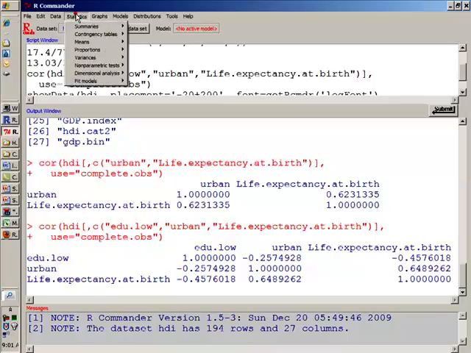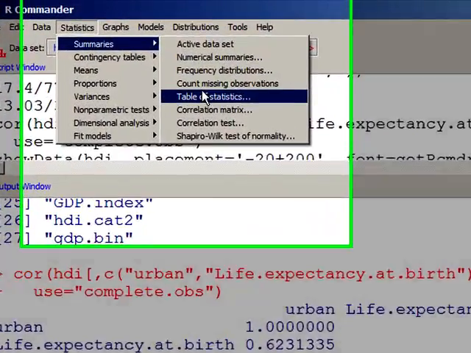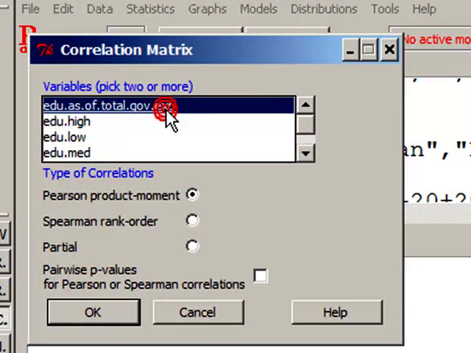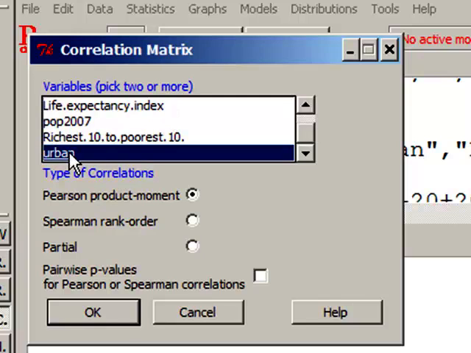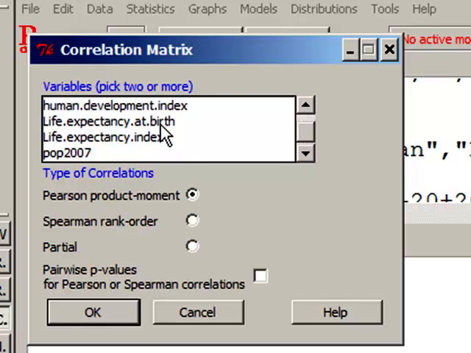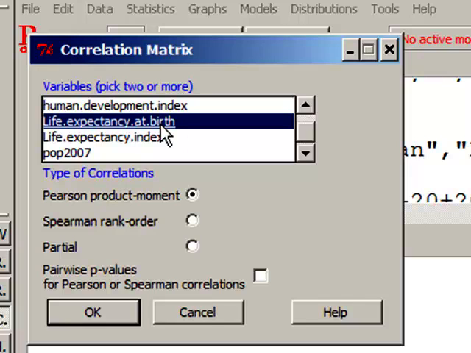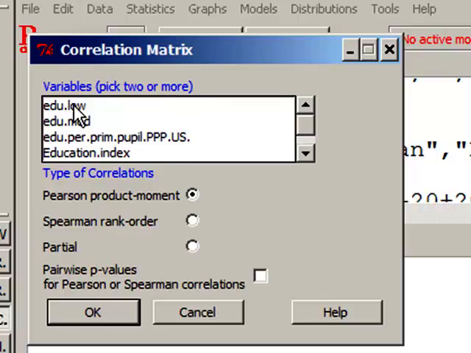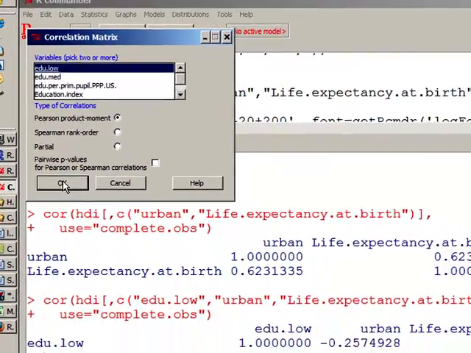I will select statistics, summaries, and correlation matrix. And this time around, I'm selecting three variables. The variable urban, and I select urban, and I press Control. And then the other variable is life expectancy at birth. I press Control and click. And the last one is education, I will select education, and I'm selecting low education. Before I select it, I press Control and then click, and then I press OK.